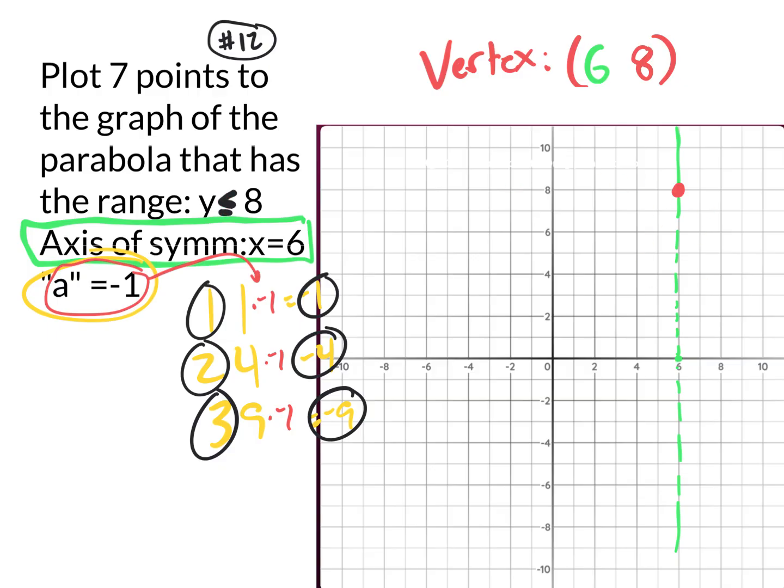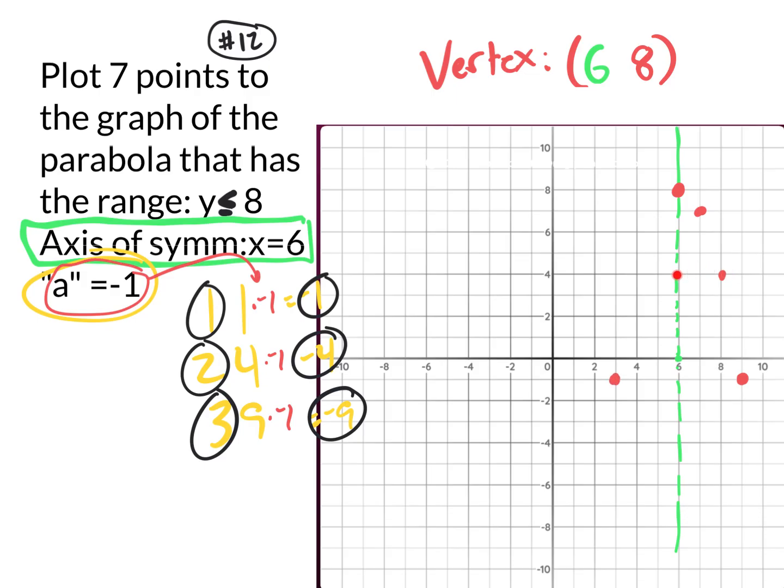So let's use the pattern 1, 1, 2, 4, 3, 9 from this vertex. 1 to the side, 1 down, put a dot there, back to the vertex, 2 to the side, 4 down, put a dot there, back to the vertex, 3 to the side, 9 down, put a dot right there. And you could map them over to the other side. 1 unit, 2 units, 3 units, right below the axis of symmetry, right below the vertex. 1, 2, 3 this way, put a dot right there.